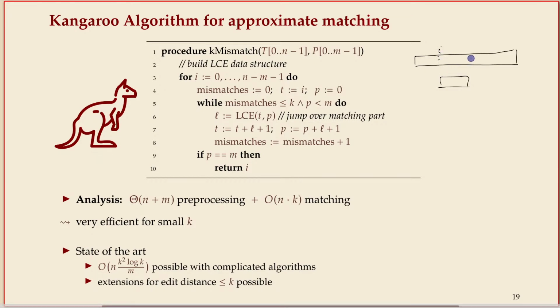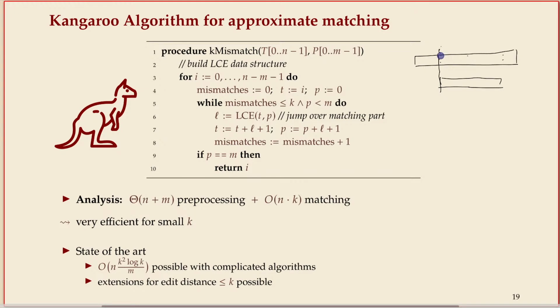So then we have a portion of the text, but now we're trying to speed up the matching to see whether or not there's at most k mismatches. So we count the number of mismatches. We have a position in the text and in the pattern. And as long as we haven't exceeded our budget of mismatches, we compute how many characters from this position in the text and the pattern match in one go. So starting from here, let me make the pattern a bit longer so that my kangaroo has more room to jump.